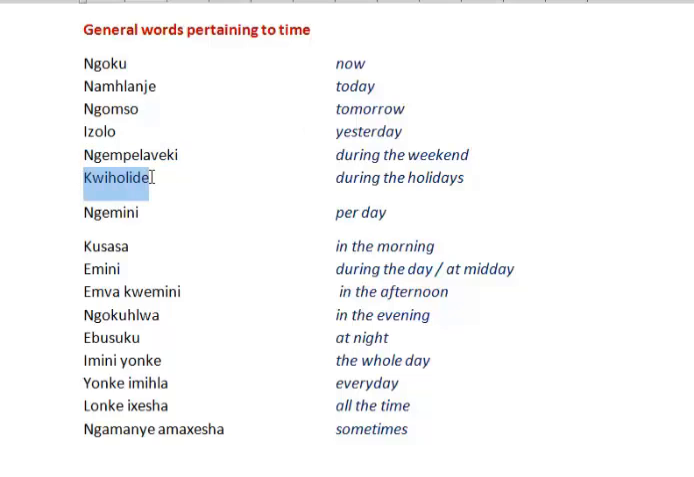Kwiholide, during the holidays. Ngemini, per day, and sometimes ngosuku will be seen and heard. Ngemini, roughly during the period of daylight. Ngosuku, per day, meaning a 24-hour day. And then kusasa, in the morning. Emini, during the day or at midday. Emva kwemini, in the afternoon.